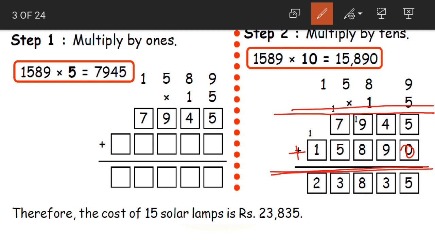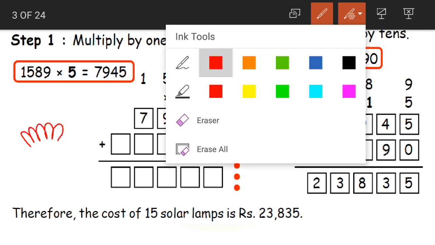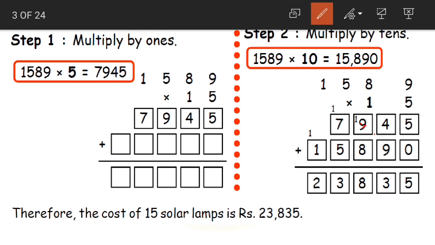Yes, from multiplication we got some answers, right? So we need to add those two. 5 plus 0, 5. 4 plus 9. Keep 9 in mind. After 9 start counting: 10, 11, 12, 13. 4 fingers, right? 13. 3 here, 1 carried. 9 plus 1, 10. So keep 10 in mind.